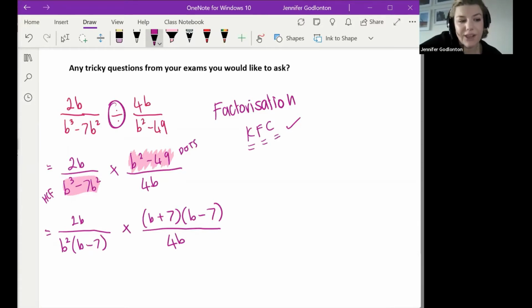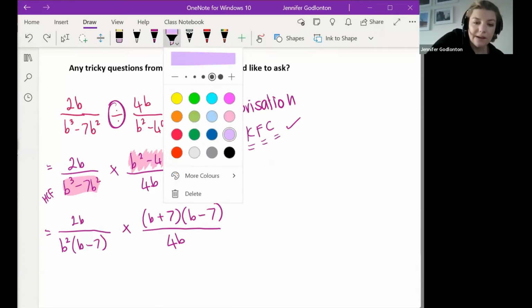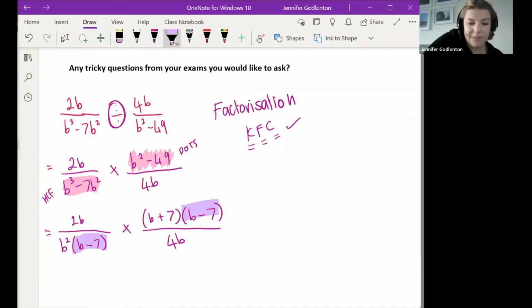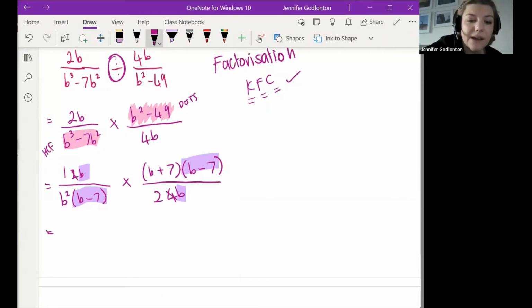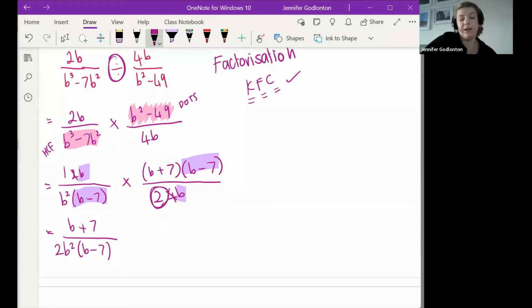Now that we have factorized everything, everything is one term, which means we are allowed to cross cancel. I'm going to use a highlighter so that you can still see what's underneath it. This b minus 7 can cancel with that b minus 7. Then I've got a b over here, which can cancel with that b over there. I've got a 2, which can go into 4 twice. And so then what I'm left with is b plus 7 over b squared, b minus 7. And we can't forget about this 2 over here, so we're going to put a 2 over there. And that's where we have to leave it. There's nothing more we can simplify.